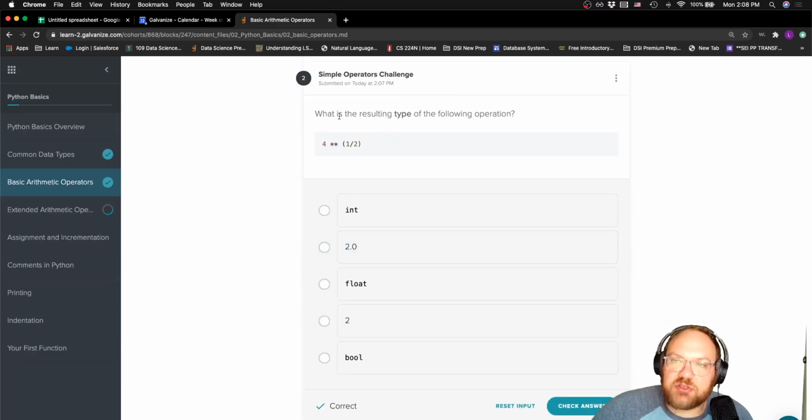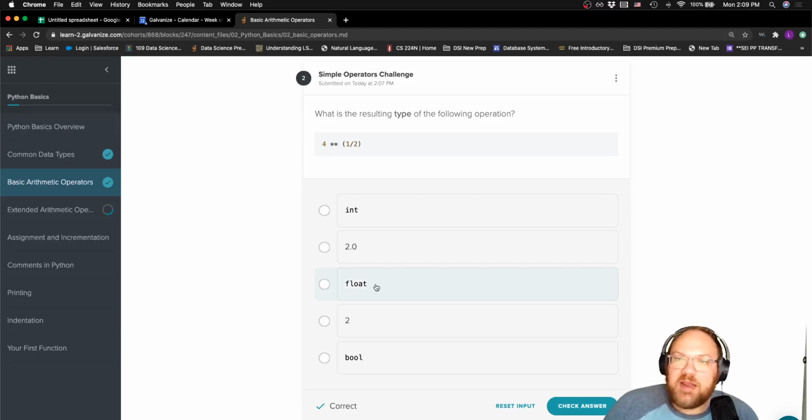Now for the second challenge, it says, what is the resulting type of the following operation, right? I have 2.0 and 2. Neither of those are types, so I can immediately rule those out. And I'm left with a choice: int, float, or Boolean. Boolean is a true false or a 0, 1. And I can tell that my solution here, 2 or 2.0, is actually going to be outside of that domain or that range, right? It's not 0, it's not 1, it's not true, it's not false. So I can go ahead and rule out the Boolean, and what I'm left with is integer and float.